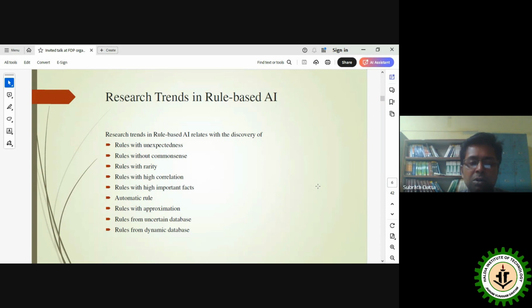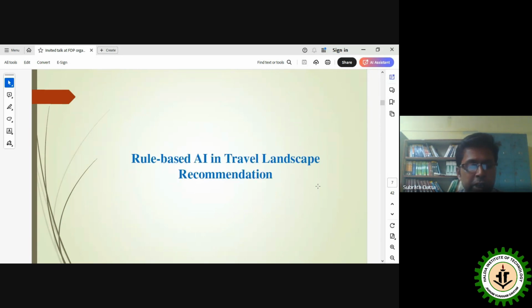We can minutely follow that in each of these cases, the researchers are trying to find robust rules and rules that have high information in them. So this is the research trend in rule-based AI. Now today, as the MTP title suggests, I shall try to explain a recent application of rule-based AI in the travel landscape recommendation problem. What is travel landscape recommendation? I shall first discuss that, then why it is required, then we shall go to the technical background of how we have solved this particular problem.